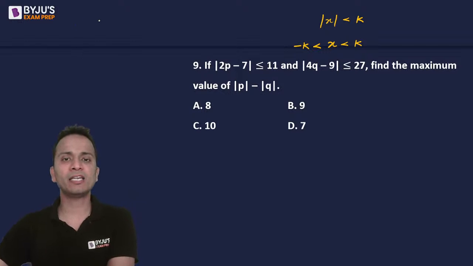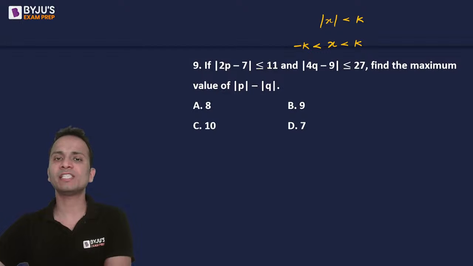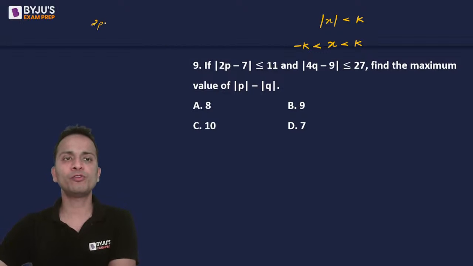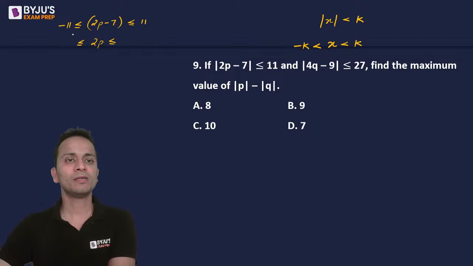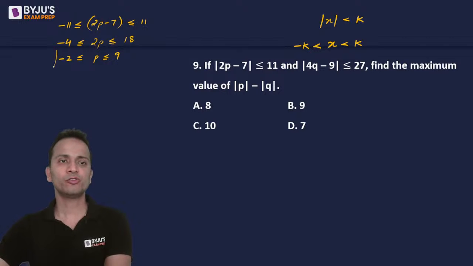So if you are given that modulus of 2p minus 7 is less than 11, then I can say that the value of 2p minus 7 will be less than equal to 11 and greater than equal to minus 11, right? So the value of 2p will lie between minus 4 and 18. So the value of p will be less than equal to 9 and greater than equal to minus 2. Okay, so this is the range of values of p.